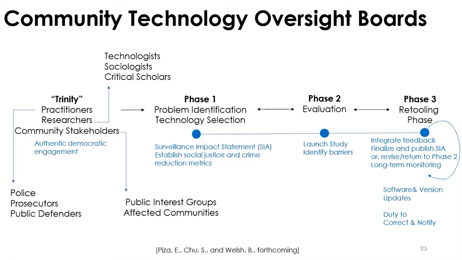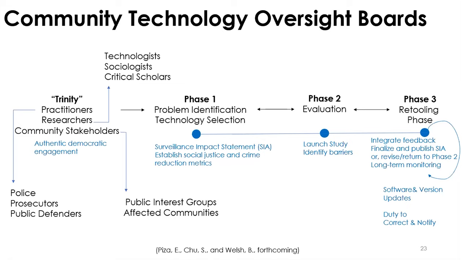And it calls for the creation of community technology oversight boards. The idea is that you integrate a diverse range of practitioners in every sense: police, prosecutors, public defenders, researchers, the whole gamut of folks who would be able to opine on the design and impact of technologies, and community stakeholders, including public interest groups, and most importantly, affected communities, because we can't develop our norms with regard to use of technology unless we include the values of everyone who is impacted.